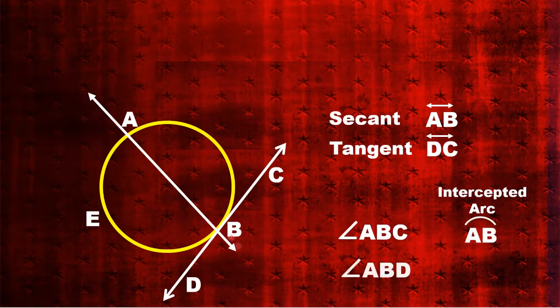Now, angle ABC, ito yon. Ang intercepted arc niya ay yung arc AB. At yung angle ABD naman, ito yon, yung nasa left part. Ang intercepted arc niya ay arc AEB. Now, they meet or nag-intersect sila sa point of tangency. Dito, kung saan sila nag-meet, doon sa circle mismo.